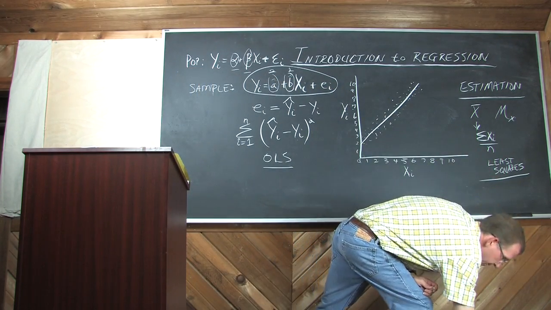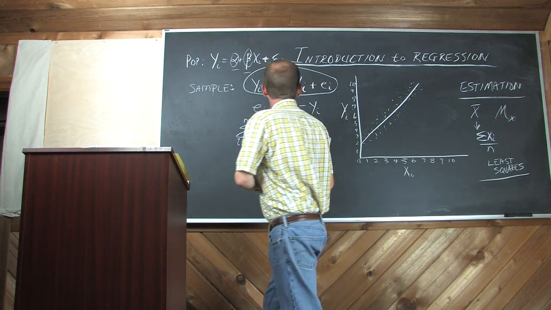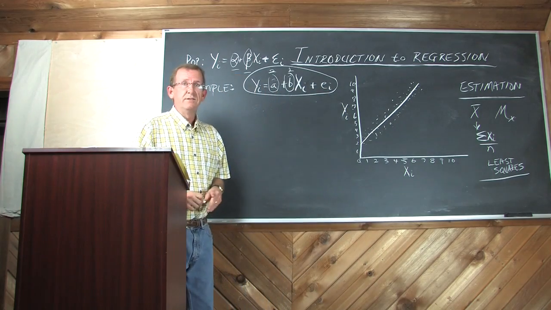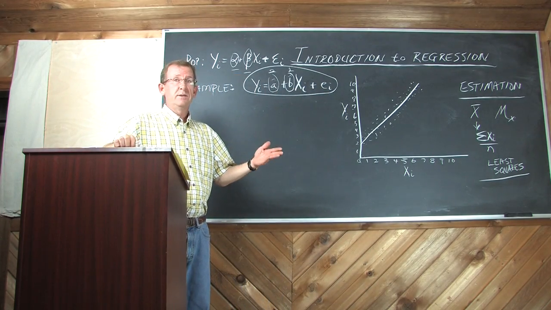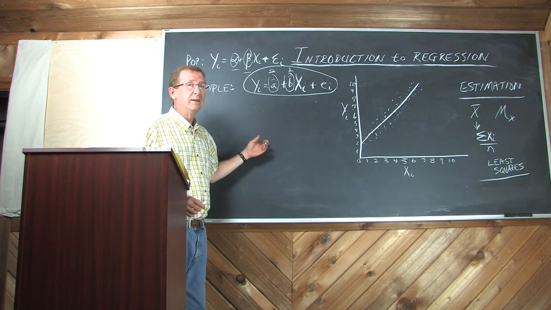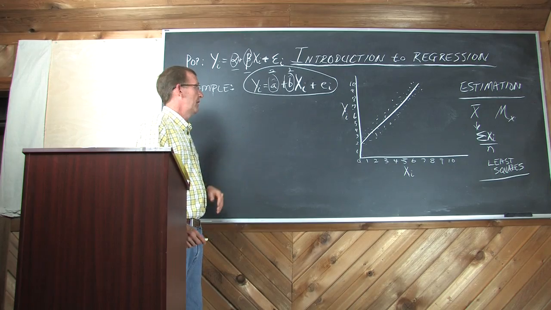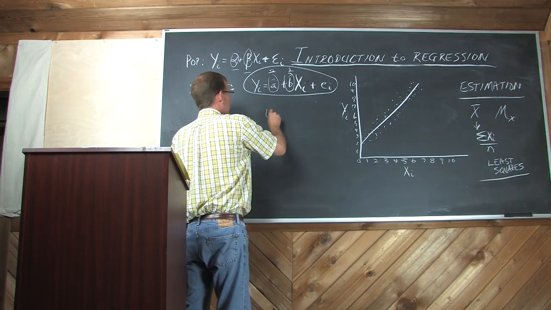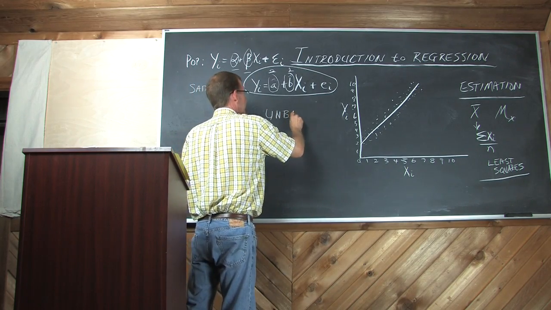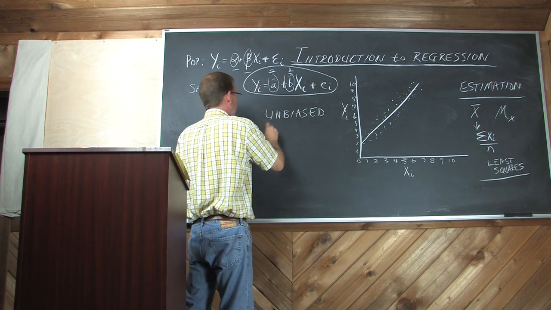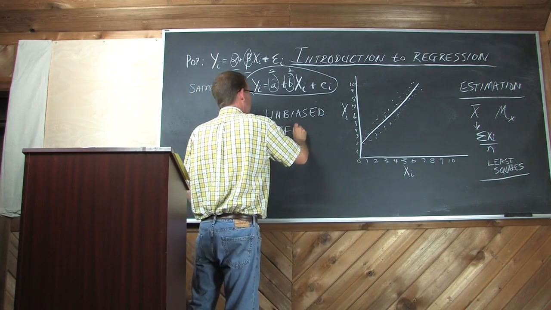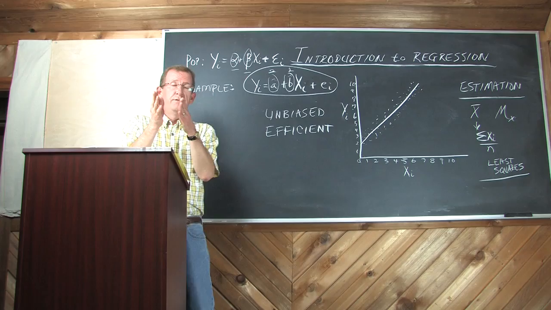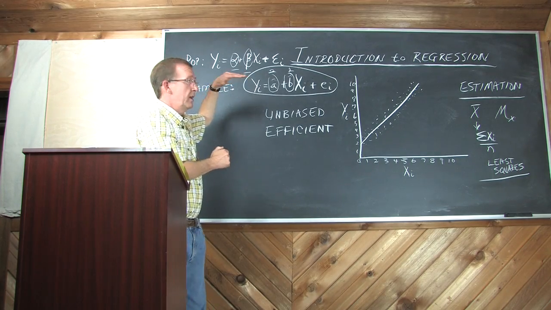In particular, given a set of assumptions, sometimes these assumptions hold, sometimes they don't, but ordinary least squares is really robust to assumption violation. So, but given a set of assumptions, OLS estimates are unbiased and efficient as estimators of their corresponding population parameters.